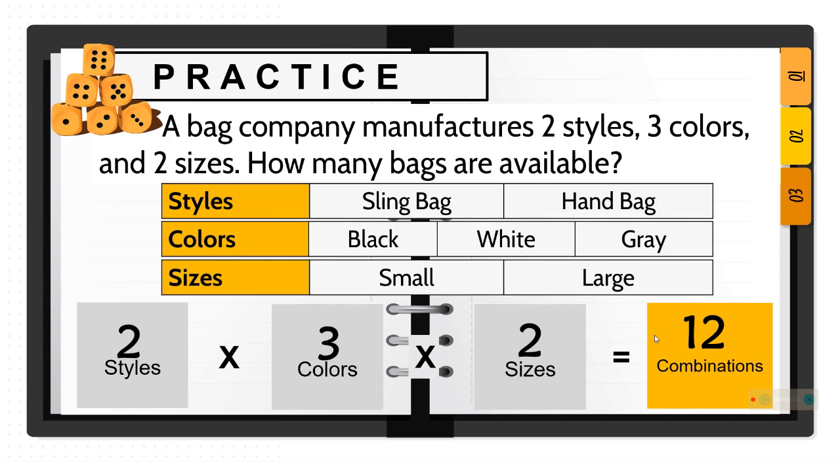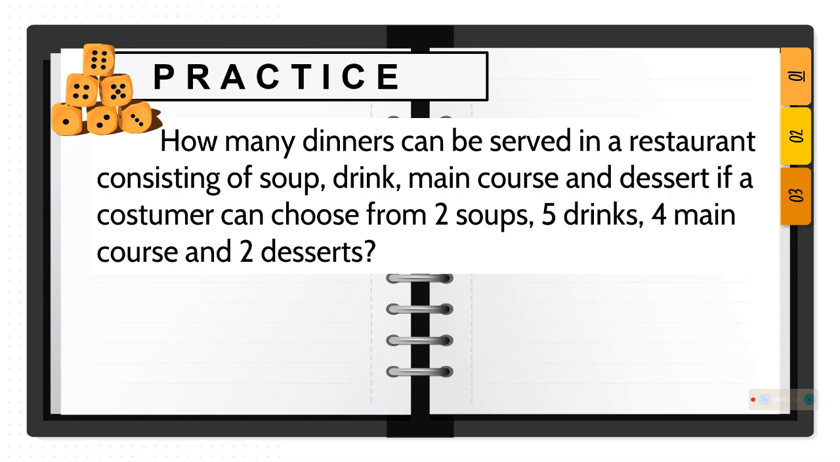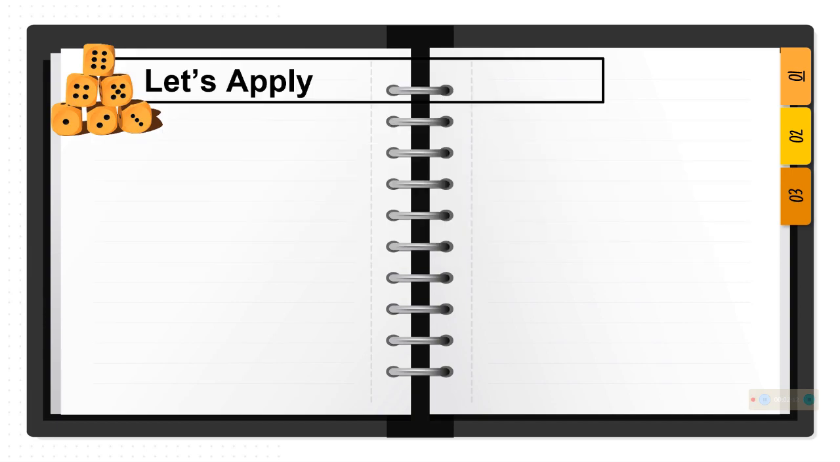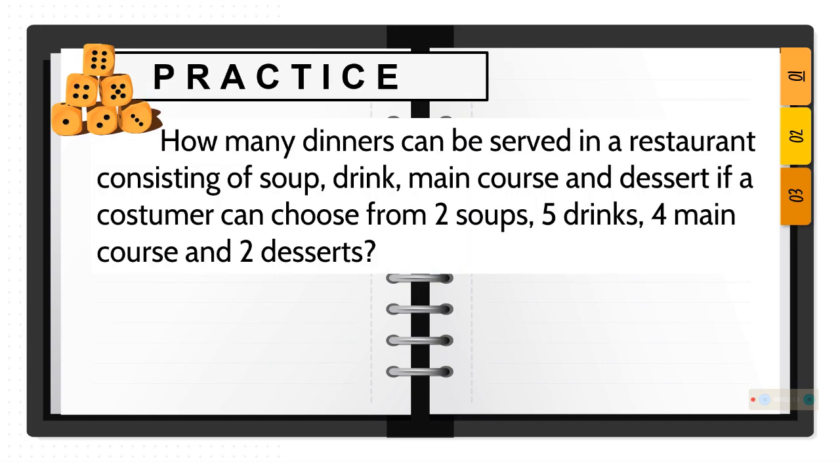Okay, question? So let's now have the second one. How many dinners can be served in a restaurant consisting of soup, drink, main course, and dessert if a customer can choose from 2 soups, 5 drinks, 4 main courses, and 2 desserts? Okay? So what are you going to do? That's correct. We have to identify the number of meals that you can choose from.